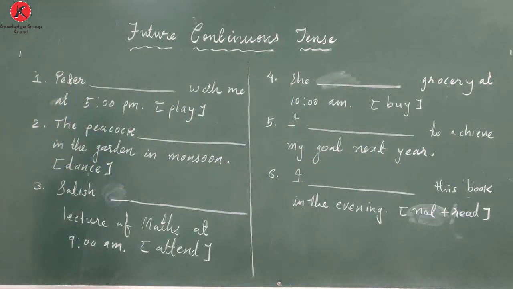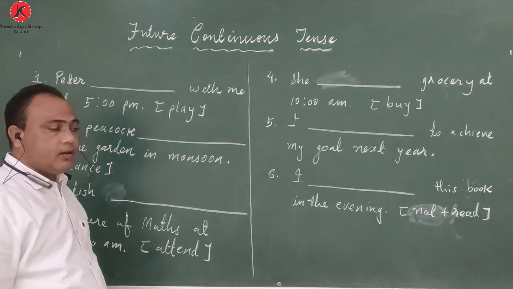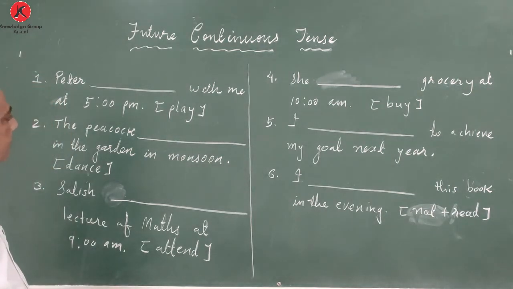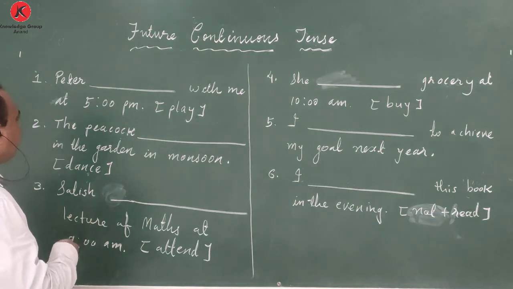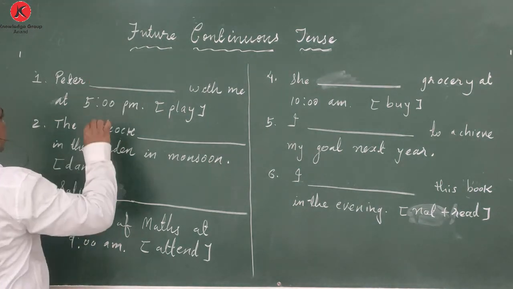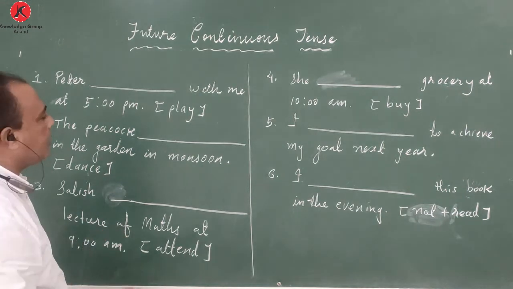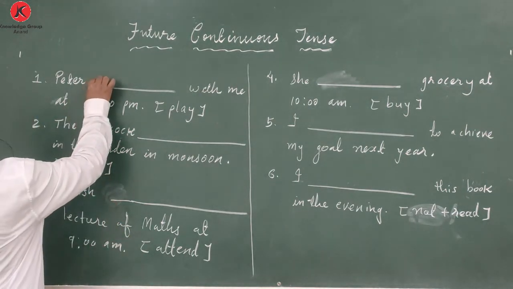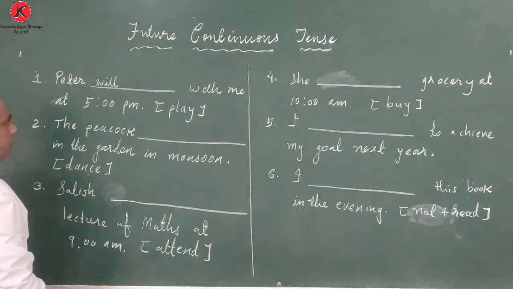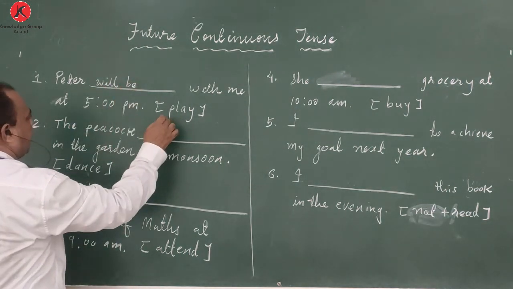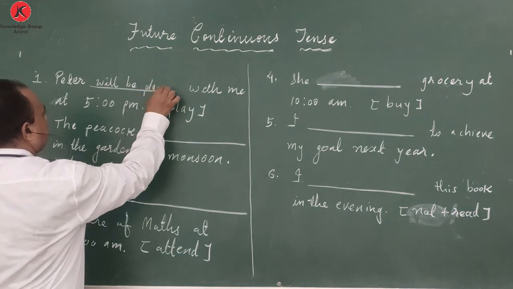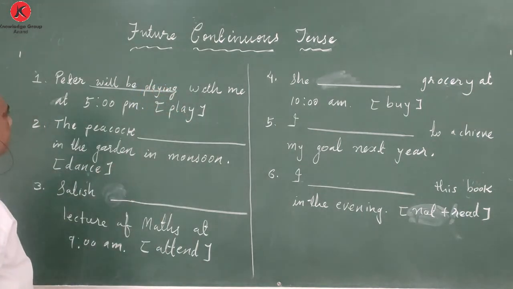So, Peter dash with me at 5 p.m. In the bracket, the verb given is play. We know that it is continuous tense, future continuous tense. So here either we have to use shall or will according to the subject. We know that shall is generally used with I and we, and Peter is a third person, so we will use will, be, and verb plus ing here, playing. Peter will be playing with me at 5 p.m.